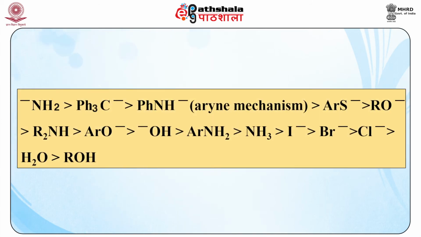However, an overall approximate order is discussed. That is, the NH2- comes first, then the triphenyl carbanion, then the PhNH-, which follows the arene mechanism, that is, in case of the arene mechanism this is applicable. Then ArS-, then RO-, then the dialkyl NH, that is the secondary amine, then ArO-, then the hydroxyl anion, then aniline, then ammonia, then the iodide ion, followed by bromide ion and chloride ion.